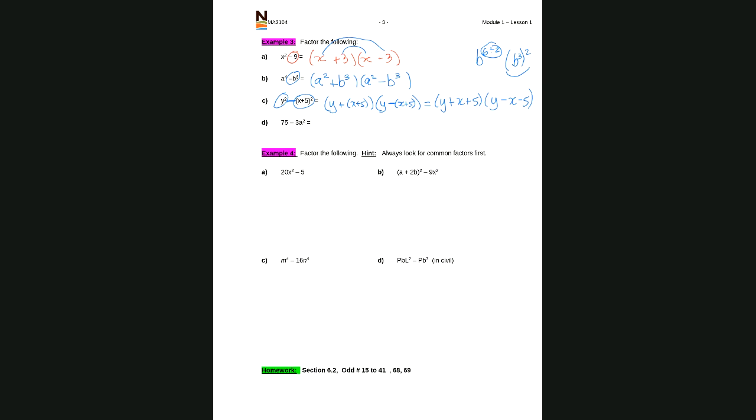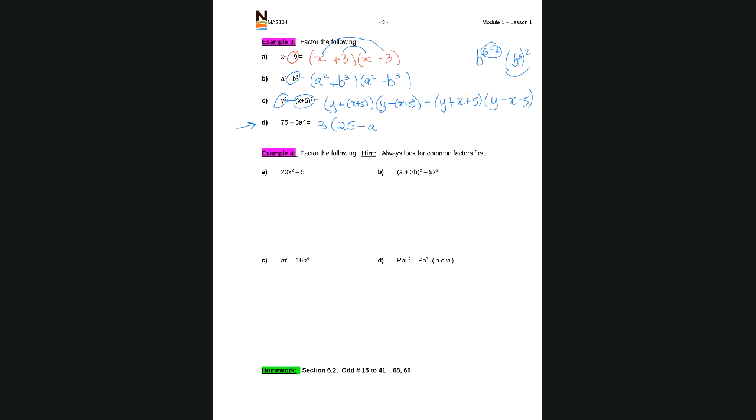Now for D and for a lot of the other factoring techniques to come, a hint here is to always look for a common factor first. That should be the first thing that you look for, because there are going to be more factoring methods in the lessons to come. And for all of them, see if you can see a common factor, because 75 is not a perfect square, but there is something common in 75 and negative 3a squared, and that is a common factor of 3. So take the 3 out first.